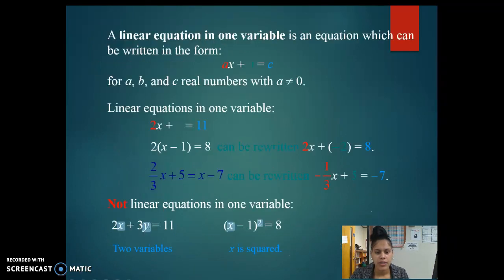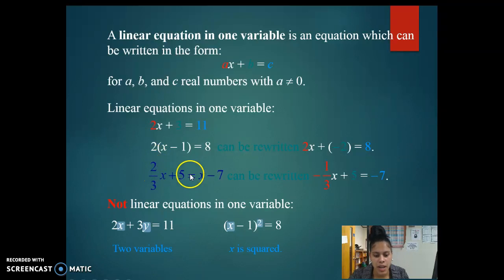A linear equation in one variable is an equation which can be written in the form ax plus b is equal to c, for a, b, and c real numbers with a not equal to 0. Examples of linear equations in one variable: 2x plus 3 is equal to 11. Then you have 2(x minus 1) is equal to a. It can also be written as 2x plus negative 2 is equal to a.